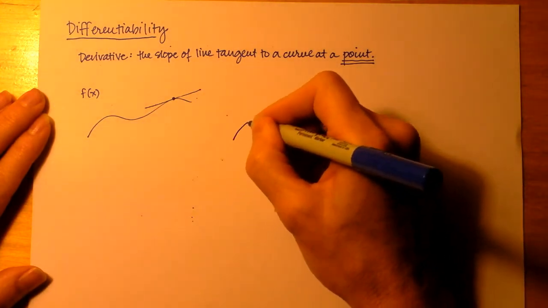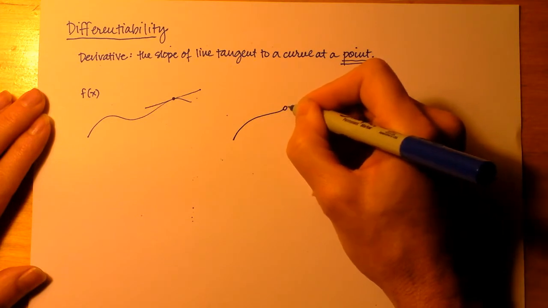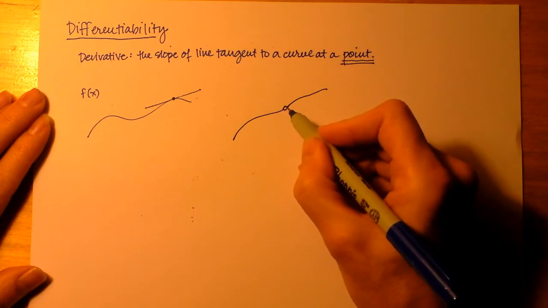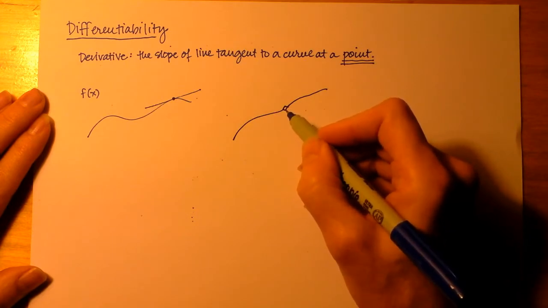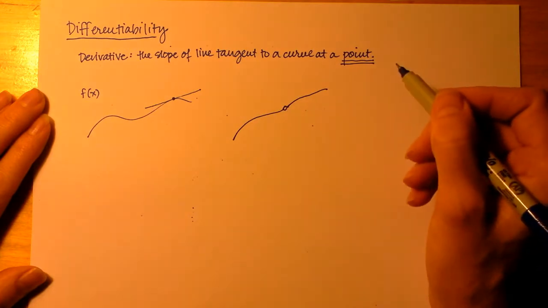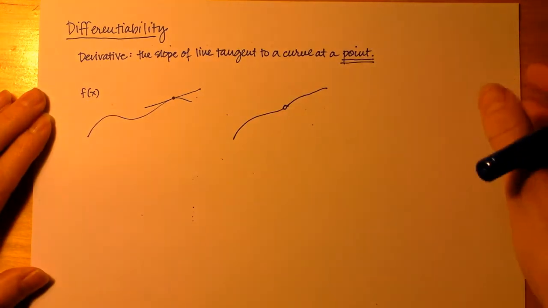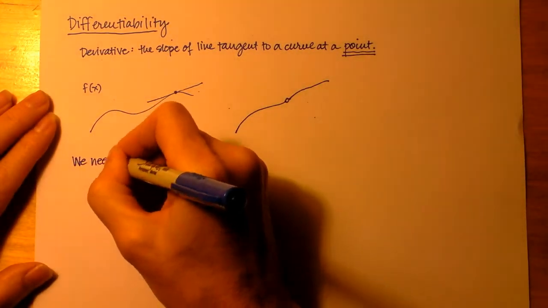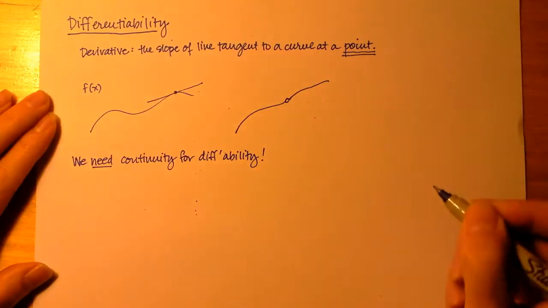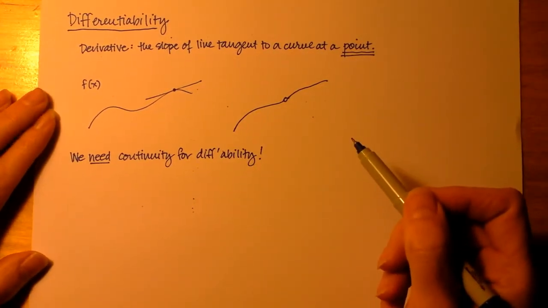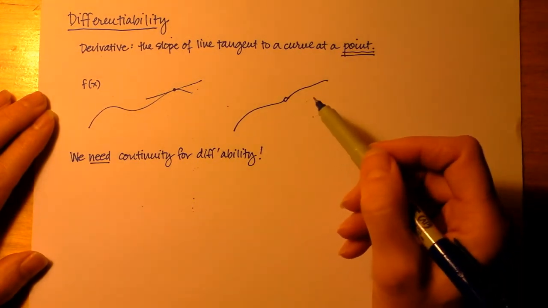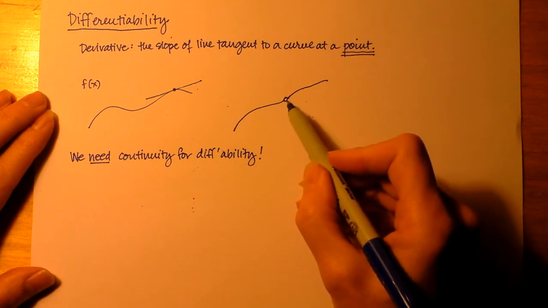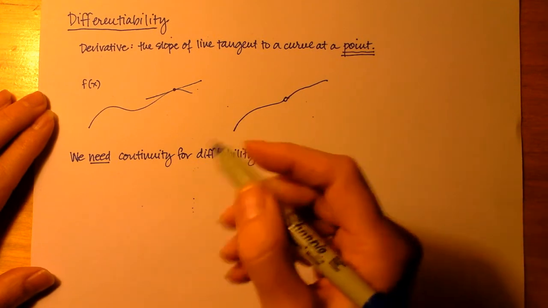So if the graph of f instead looked like this, we can't construct a tangent line at this place because there's no point there, right? So this tells me something. This tells me that a function has to be continuous at a point for us to even think about constructing a tangent line there, right? So the limit has to exist and the hole has to be filled in. Both of those things have to happen.